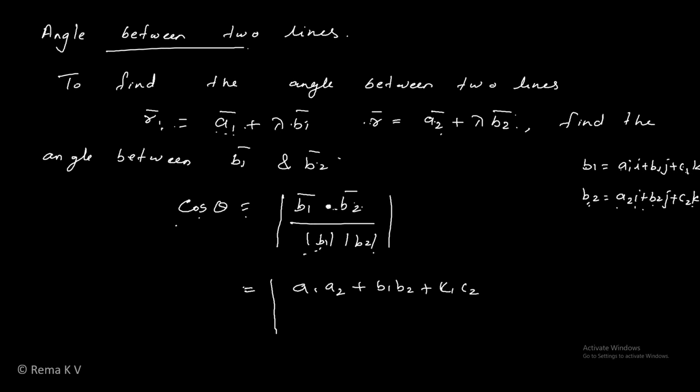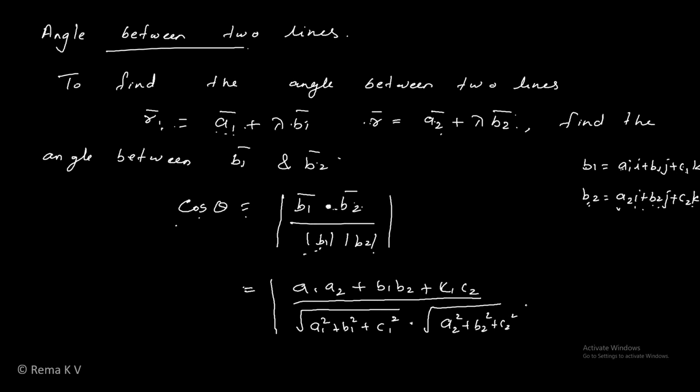To find the dot product of this, take the product of the scalar components. A1 a2 plus b1 b2 plus c1 c2 divided by, what is modulus of b1? It is root of a1 square plus b1 square plus c1 square, into root of, modulus b2 is a2 square plus b2 square plus c2 square. So you can find angle theta from these two.